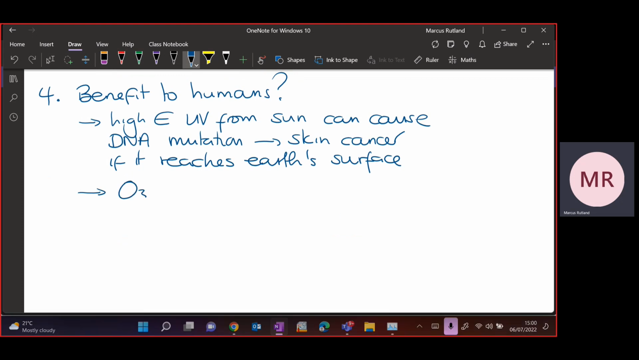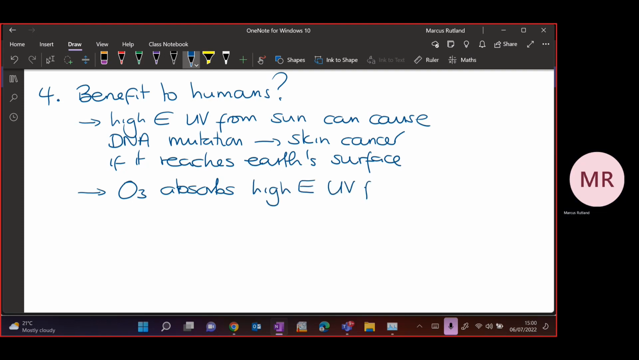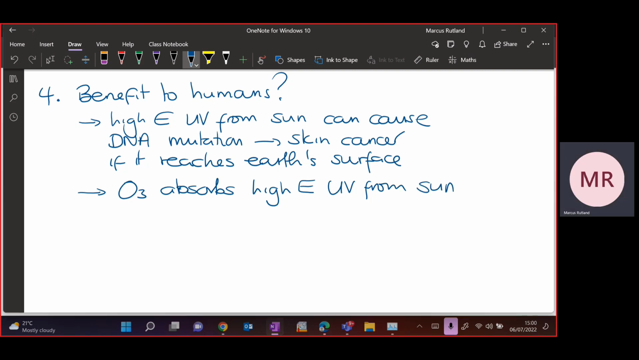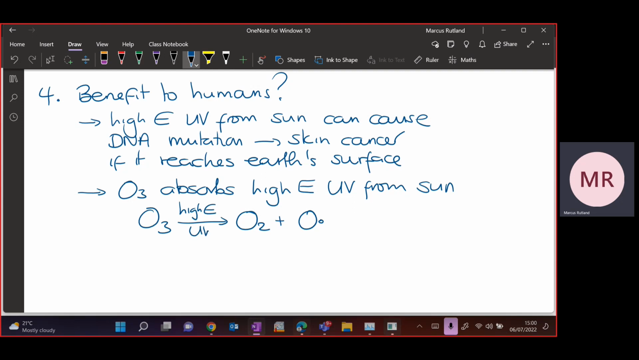But ozone absorbs high energy UV from the sun. It's chemistry, so don't just write things in words, use equations as well. If you know, why just say that when you can write the equation that shows that process happening. So that's high energy UV. Always be clear that it's high energy UV.